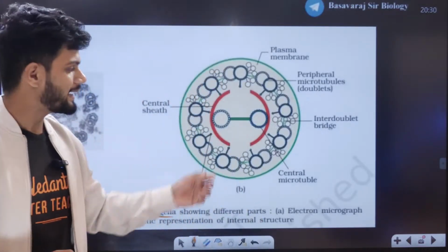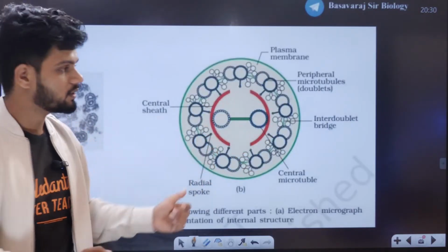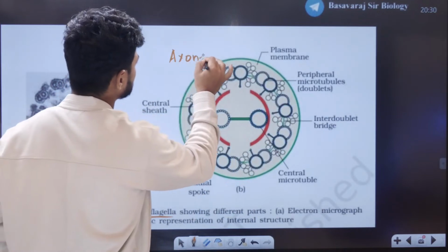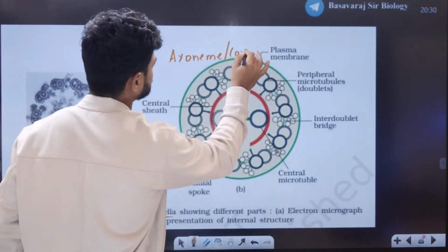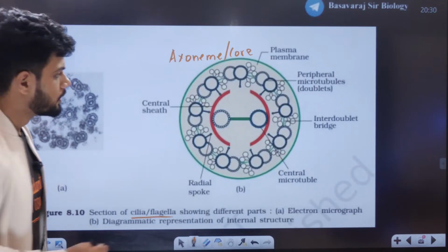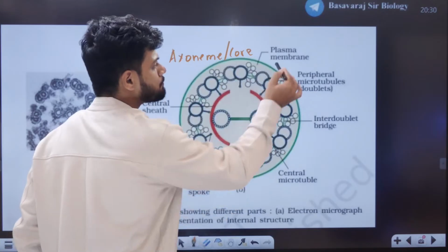Now this is the entire structure of a flagellum or cilium. This entire structure is called the axoneme, also called the core. Okay, axoneme or core. This entire axoneme has an outer layer called the plasma membrane.